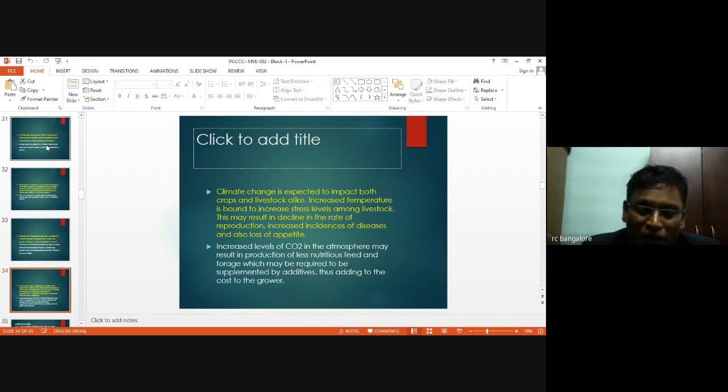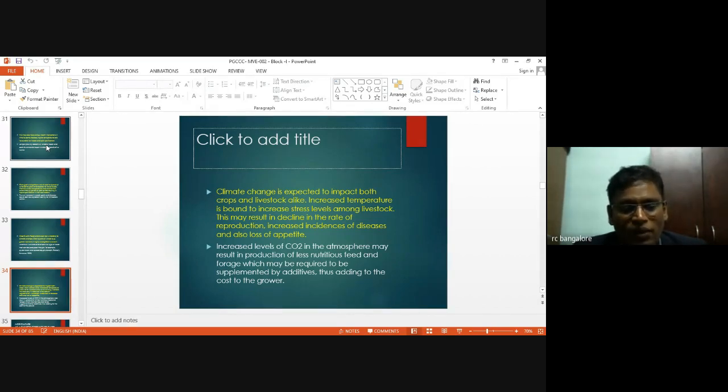The increased temperature which has an impact on the livestock may result in a decline in the rate of reproduction among the livestock, an increase in the incidence of disease, and also loss of appetite. So the livestock which contribute to the environmental impact are at the same time victims, with their reproduction rate affected because of the stress from the higher temperature and the increased incidence of disease.